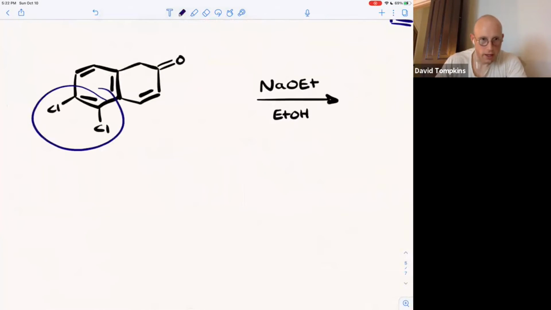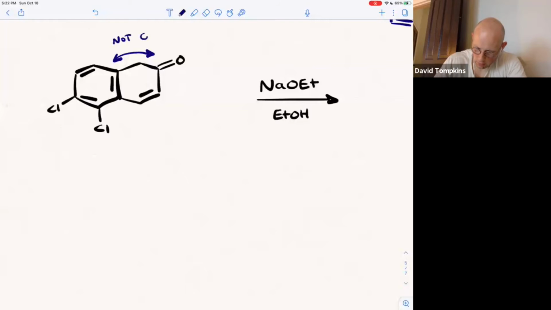Okay. The next one, we once again have aryl halides, but now there's a carbonyl withdrawing group. That carbonyl is not conjugated or withdrawing from the benzene ring this way.